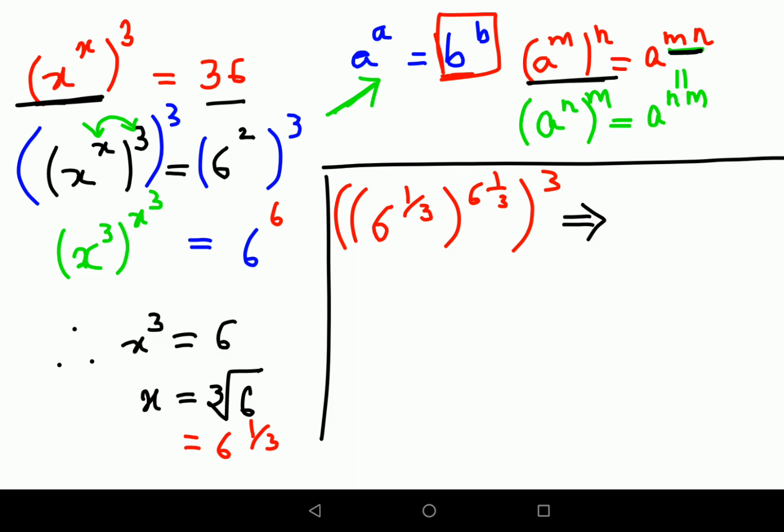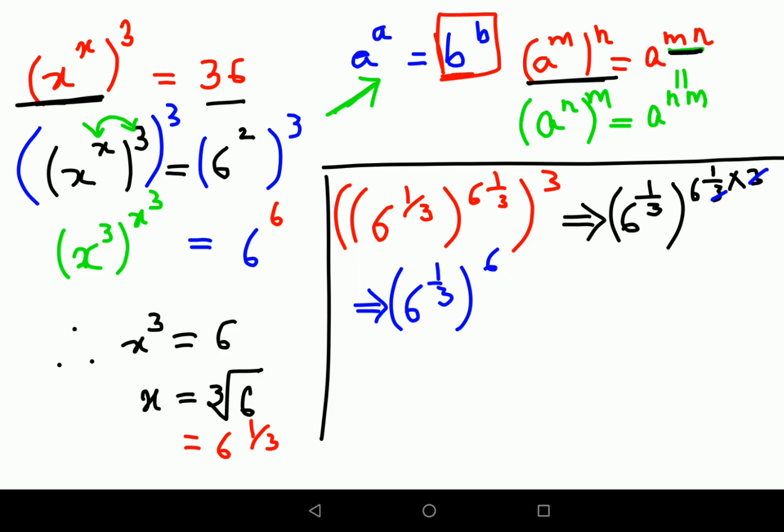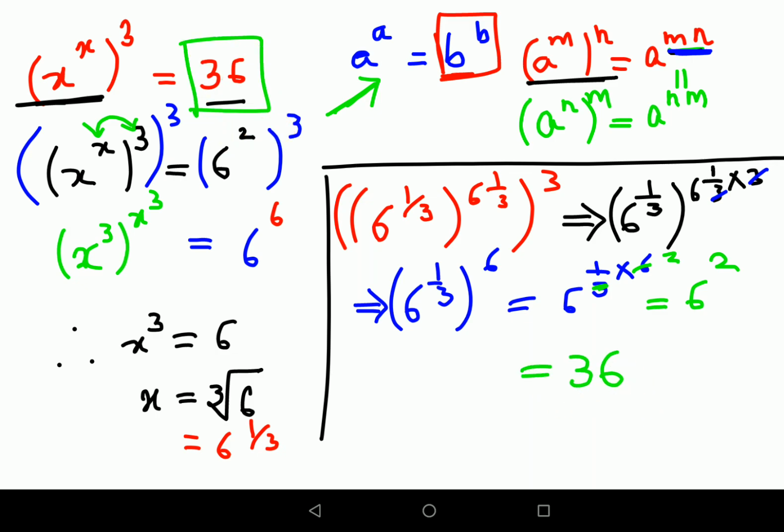We'll talk about the first one, which is 6 raised to 1 upon 3. The base remains the same. Here you have 6 raised to 1 upon 3 into 3. Now if you see, 3 and 3 are cancelling. So you're left with 6 raised to 1 upon 3, the whole raised to 6. Again we use the same rule, so indices get multiplied. Here you will have 6 raised to 1 upon 3 into 6. Things are cancelling, and you are just left with 6 squared, and that is nothing but 36, which is the RHS in your question.